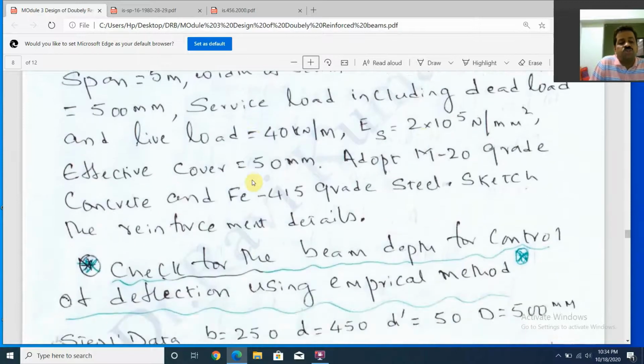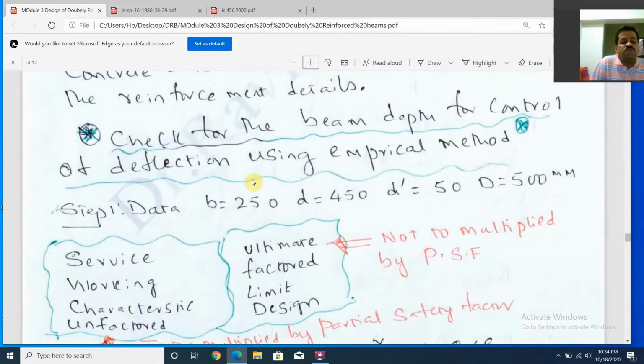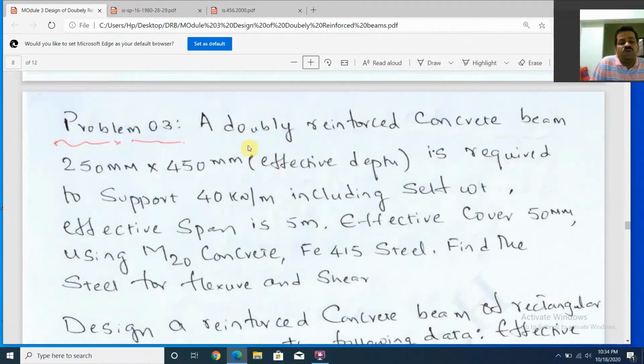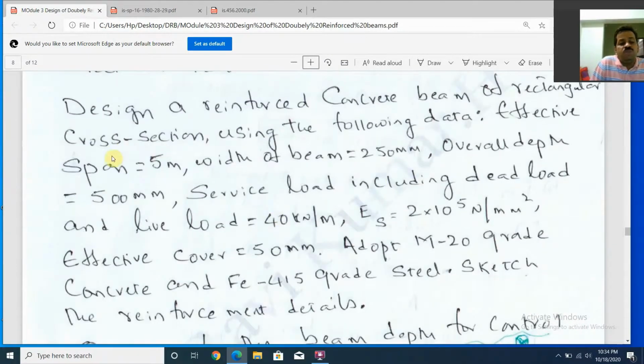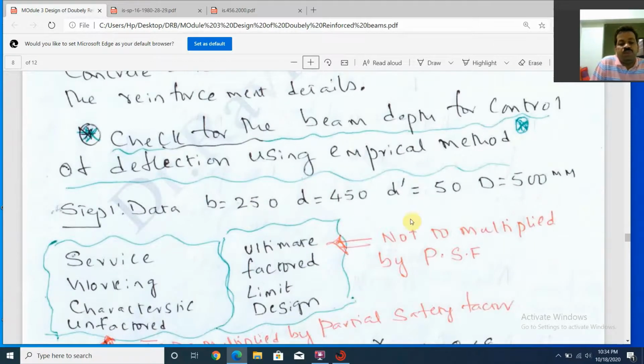So based on this, the first step is to write down the data given in the problem, that is, the breadth of the beam is given as 250. The effective depth is given as 450 mm, and in the second problem, the overall depth is 500 and effective cover is 50. So 500 minus 50 is nothing but 450 mm, and d dash is 50 and the overall depth is 500.